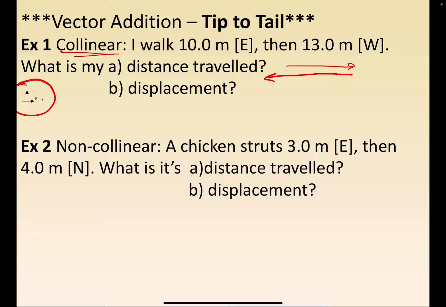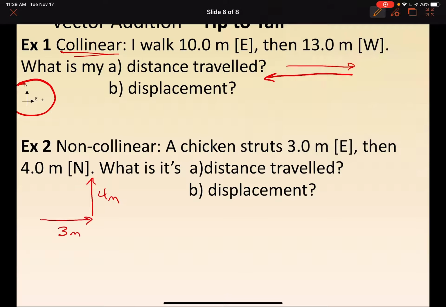Non-collinear means this. If I was to go 3 meters east, then turn and go 4 meters north, this is non-collinear. The vectors aren't parallel to each other like they were in the first example. Here they go in perpendicular directions. For distance, I'm going to squeeze it over here on the side. So for A, distance total is D1 plus D2 again. This is just 3 plus 4. Distance total, that's just 7. I'll say 7.0 meters again for SIGDIGs. There's the answer to part A.